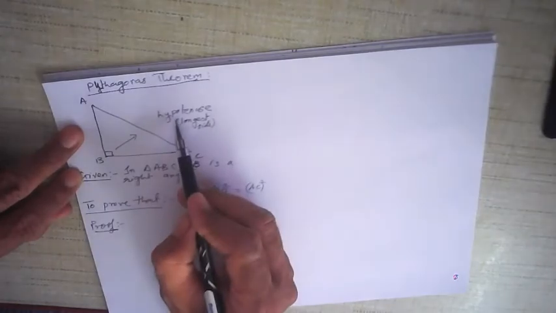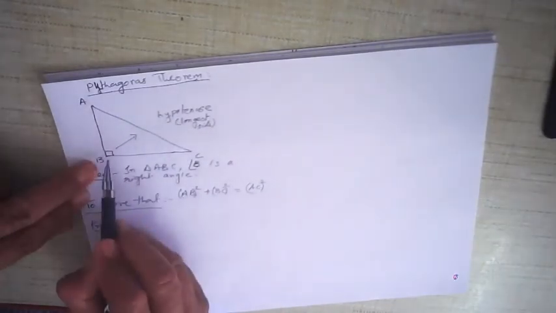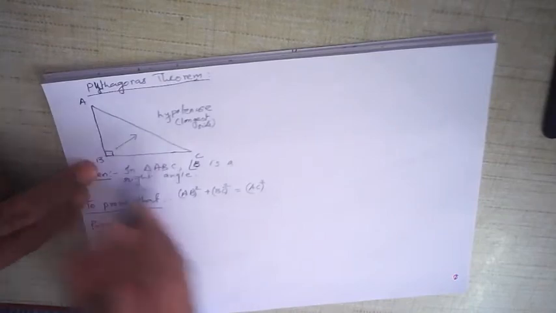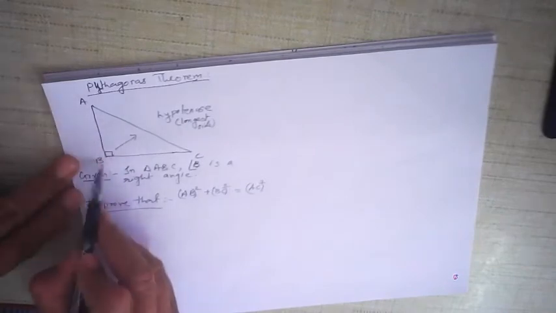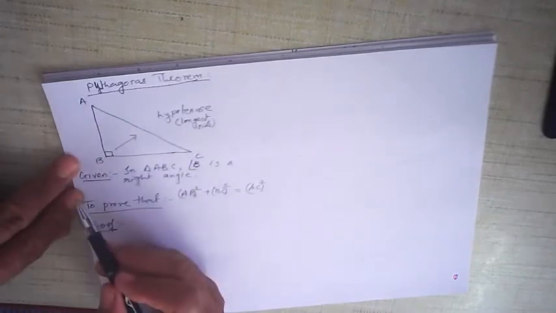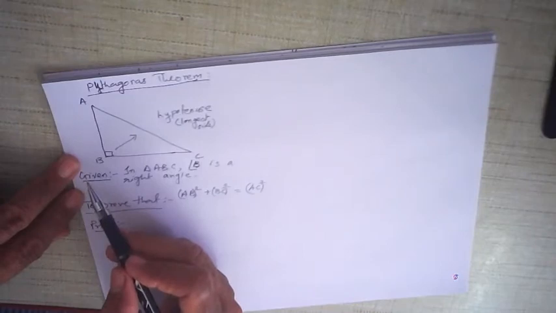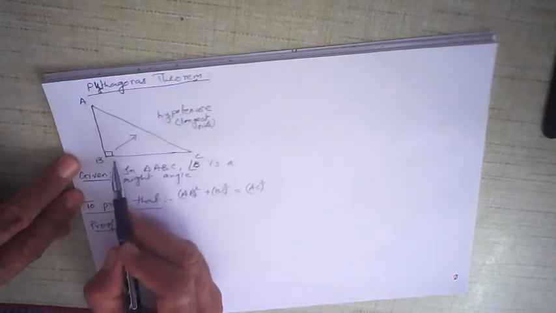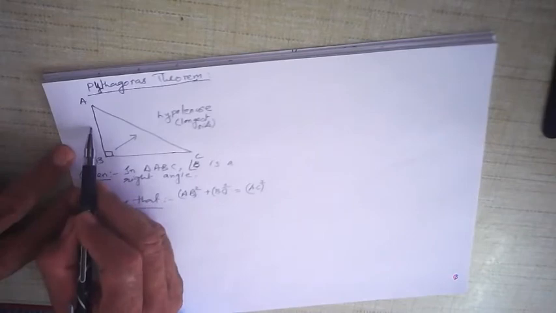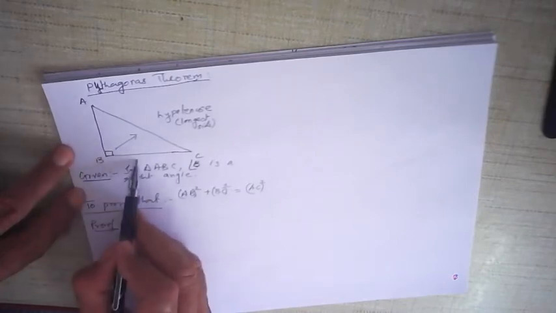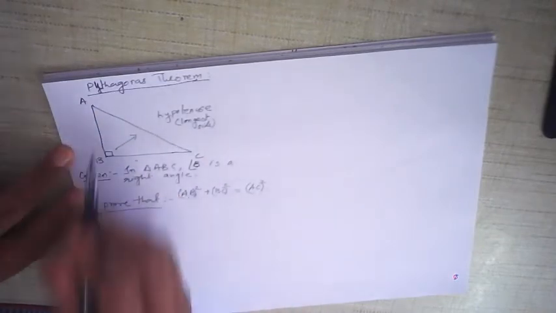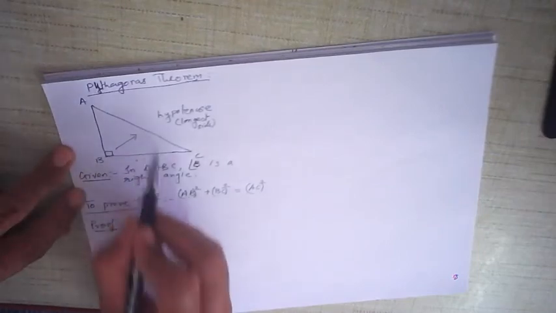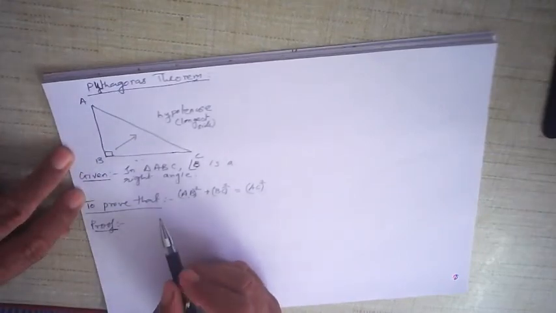So in triangle ABC, angle B is a right angle. The side opposite to angle B is AC. Therefore, AC is called the hypotenuse, and it is the longest side. AC will be greater than AB. AC will also be greater than BC. So what is the theorem? The theorem says that in a right angle triangle, the sum of the squares of the lengths of two sides of the triangle is equal to the square of the length of the hypotenuse AC. That means AB square plus BC square is equal to AC square. That is what we are supposed to prove.